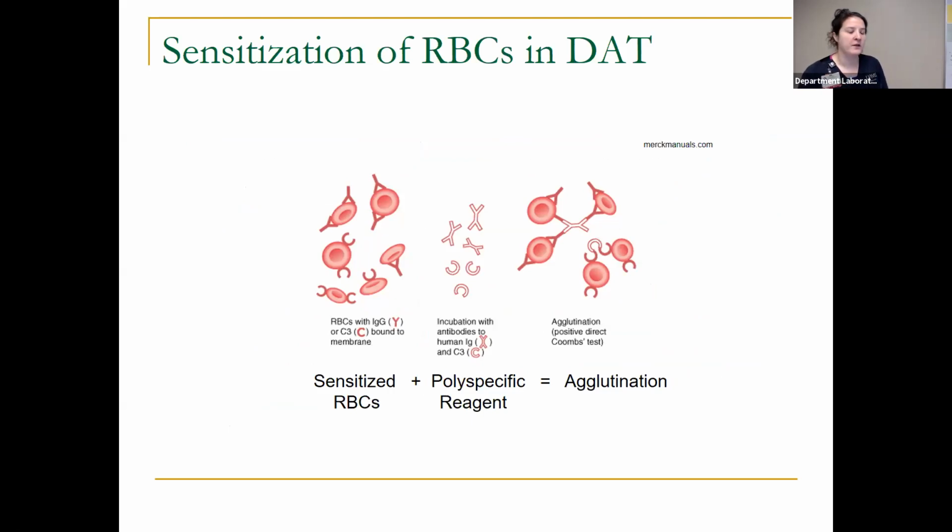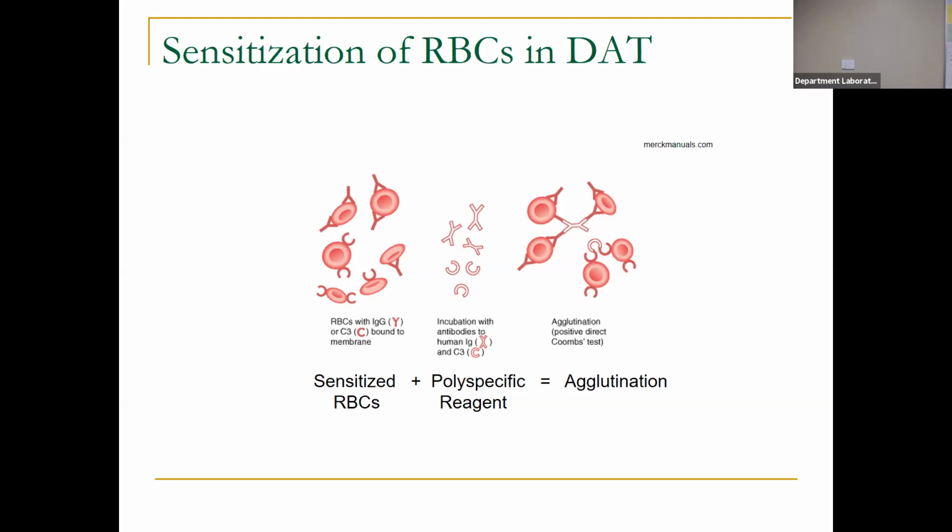All right, so here's what's happening in your DAT. You have patient red cells, okay, so this is inside your body. Patient red cells are coated with either an IgG antibody, or it could be even complement coating those red cells. Okay. We are going to add our anti-human globulin reagent, AHG.